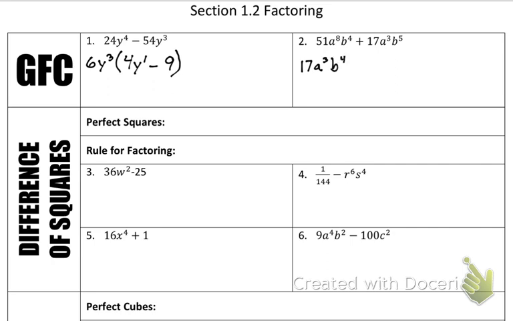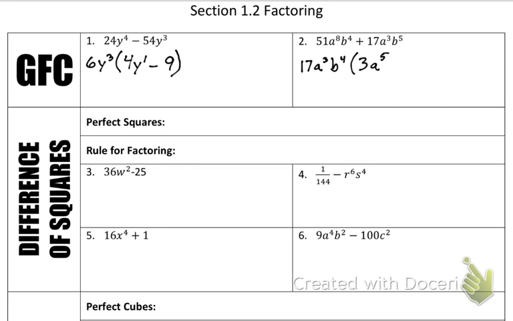Always the smaller one. Now we're going to go, okay, 51 divided by 17. That's all factoring out is, division. You can just plug it in your calculator. 51 divided by 17 equals 3. Now we just take A to the 8th divided by A to the 3rd. We subtract. 8 minus 3 is 5. So we have 3A to the 5th.